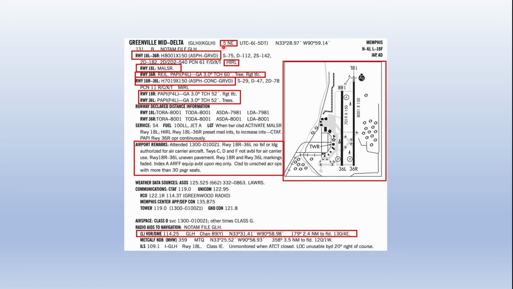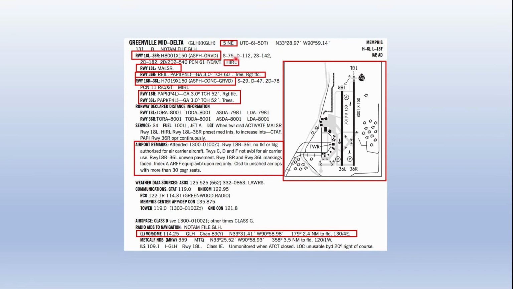It tells us the airport's 5 miles to the northeast of the city, so if we can find the city, we want to look northeast to try to find the airport. Then it gives us data on the runways. So for runway 18 left, 36 right, which is this one over here, it tells us it's 8,001 feet long by 150 feet wide. It's made of asphalt, and that's going to tell you in Flight Simulator what the color of the runway probably should be. Asphalt is generally going to be black versus concrete is usually going to be a gray or whitish color. Tells you it's grooved, which is where it has grooves on the runway to help drainage when it's raining. So your braking action is probably going to be a little bit better.